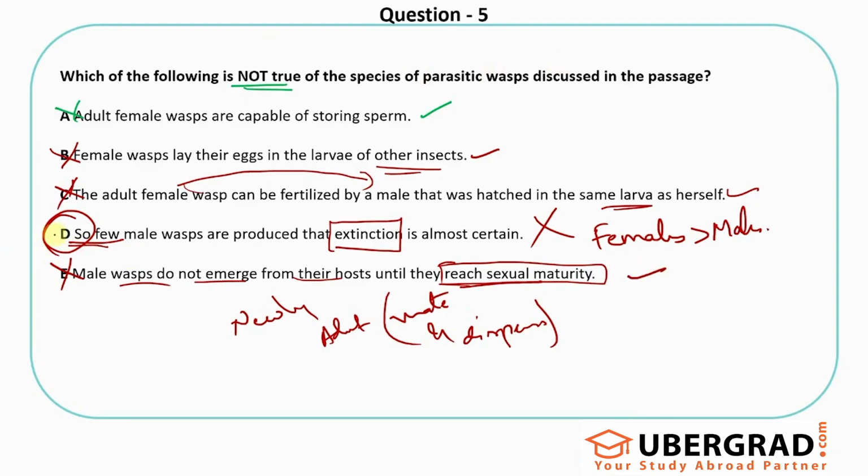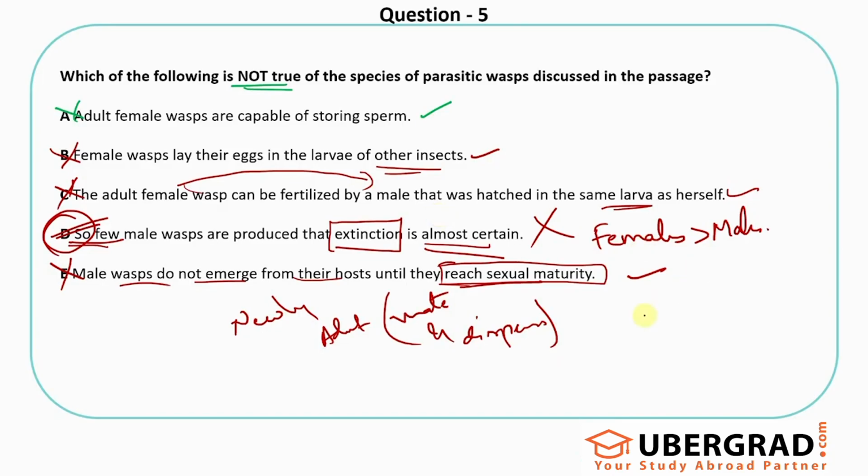But this is definitely a false statement, because extinction is too much of a statement to say that so few male wasps are produced that extinction is almost certain. This makes it look like it's 100% true. And the passage does not give us even the slightest clue for that, so that's absolutely wrong. Right, so that is how you should eliminate the options and select the right answer.